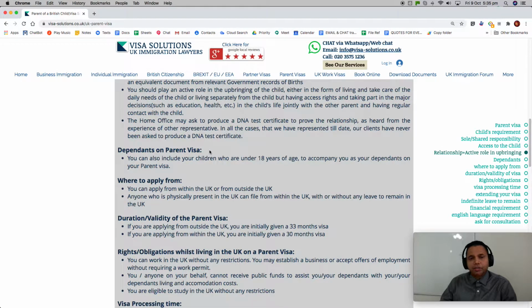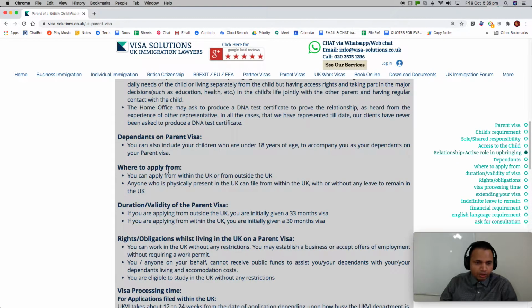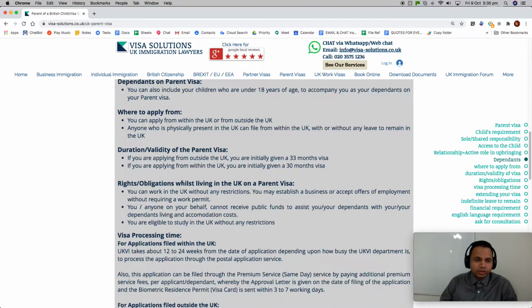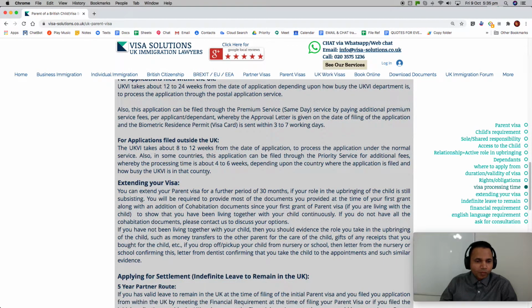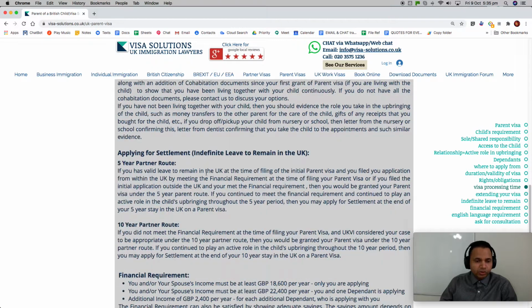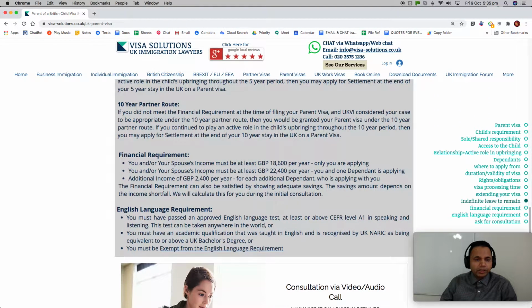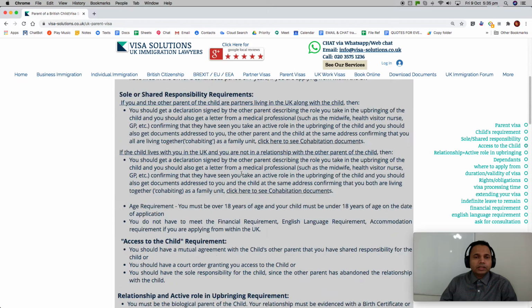Dependents on the parent visa. The parent can have their own child who is dependent on them, which may be from a previous relationship. So the parent will get a visa on the British child, and the parent's other child will also get a dependent visa on the parent. So that is also possible. Where to apply from, duration, obligations, rights, processing timings, applications, extending, the 5-year route, the 10-year route. So everything comes into play, how you can switch. All the possibilities are there.